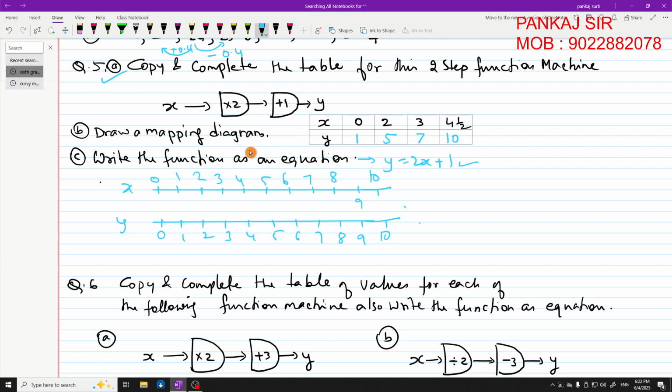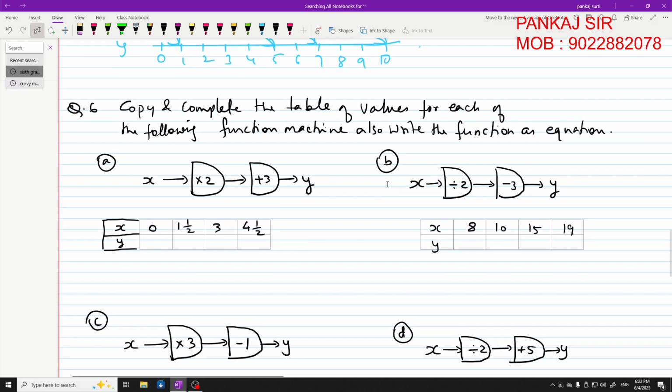So let us do the mapping diagram. So 0 goes to 1. So from 0, I'll go to 1. And 2 goes to 5. So from 2, I will go to 5. And from 3, it goes to 7. So from 3, I will go to 7. And 4 and a half will be somewhere in between 4 and 5 here. From here, I'm going to 10. Okay. So this is my mapping diagram. Let us come to the next question.